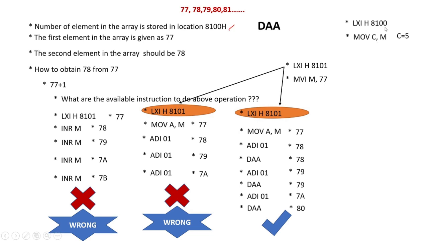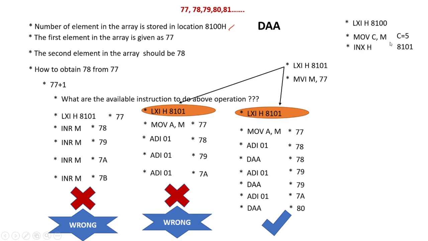Now we need to point to the next location. In the next location we need to save the first element, 77. So how to obtain 8101? We can use this instruction, or INX H. Once we have completed memory initialization, the next location can be obtained by means of INX H. So INX H is equivalent to LXI H, 8101. Now the memory pointer is pointing to 8101. So into 8101 we need to save the first number.